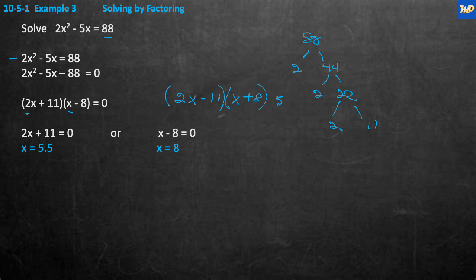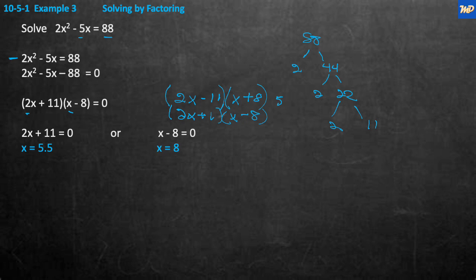Something to note here: when you realize that you've got a positive 5 and you're looking for a negative 5, all you need to do is change your signs. So now if I take 2x plus 11 times x minus 8, what am I going to get? 11 times x is 11x, and 2 times negative 8 is negative 16, and negative 16 plus 11 is negative 5. So that's your answer: 2x plus 11 times x minus 8 equals 0.